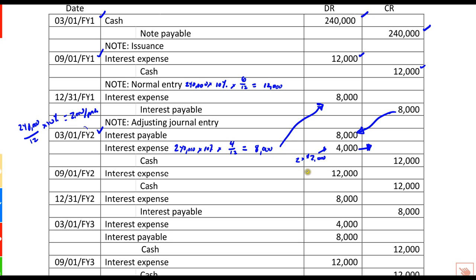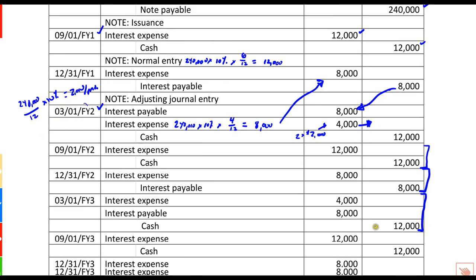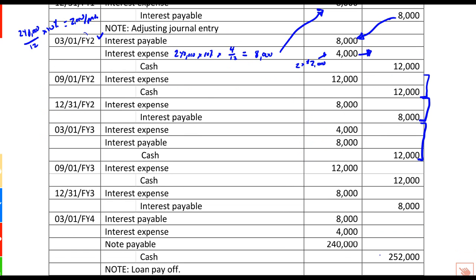And then after that, it just keeps cycling through the same journal entry. 12,000, 12,000, 8,000, 8,000. And the final journal entry, you still remove your payable, recognize your last 2 months of interest expense, but then you also have the principal payoff. So you remove the note payable that you had credited at the beginning.